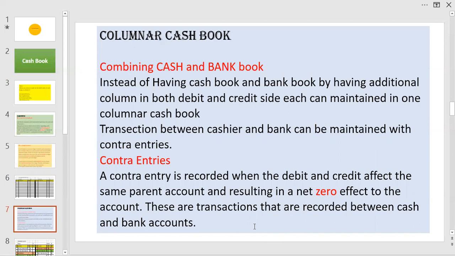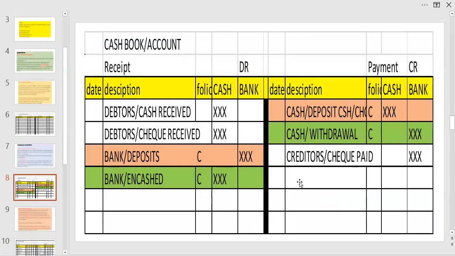A format of a columnar cash book is presented here. When you receive cash from the debtor, it is entered into the cash column. When you receive checks, also entered in the cash column. In all cases, it is the cash column where you make the first entry. As shown here, when you deposit, cash column is credited, bank column is debited. Similarly, when you encash from the bank, bank column is credited, cash column is debited. All other entries will be as normal.